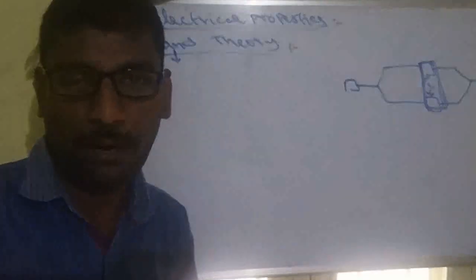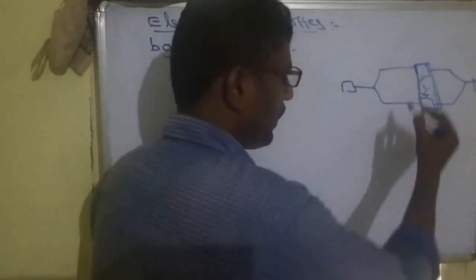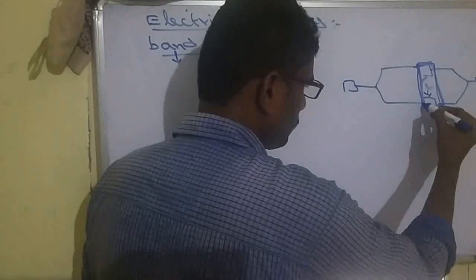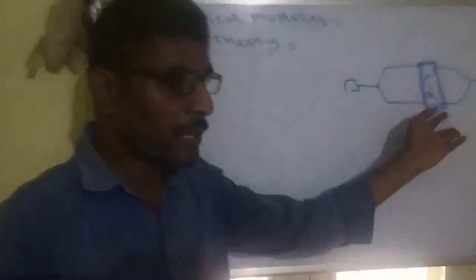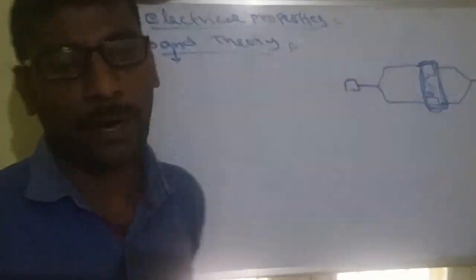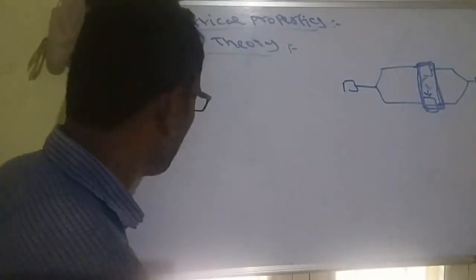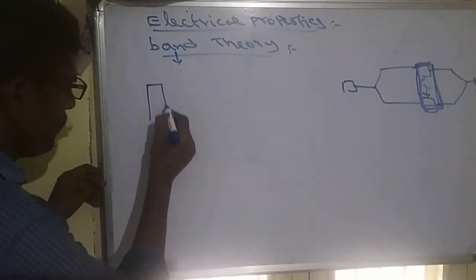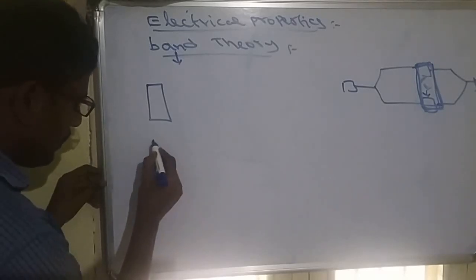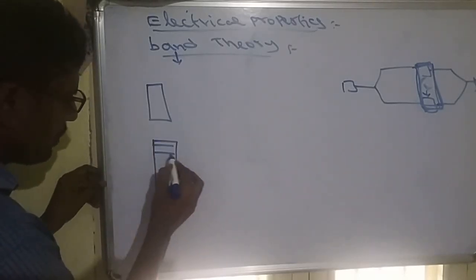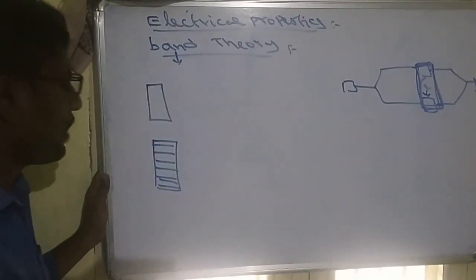It sometimes contains electrons and sometimes it is empty. If electrons are present, that is called the valence band. If it is empty, that is called the conduction band. So bands are of two types, valence band and conduction band. This is one band, and this is another band. If electrons are filled, that is the valence band. If it is empty, that is the conduction band.